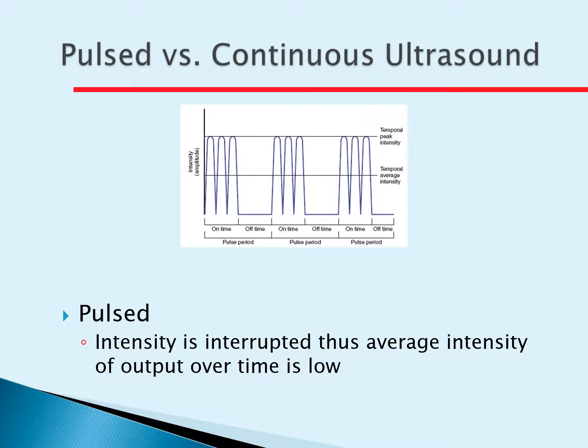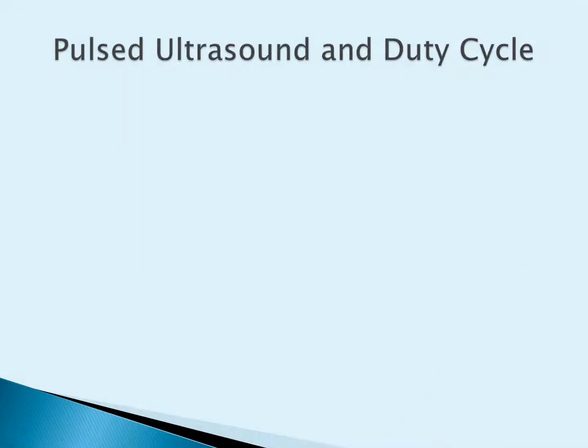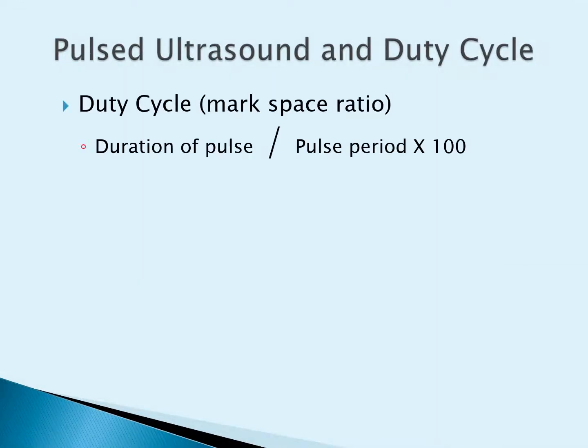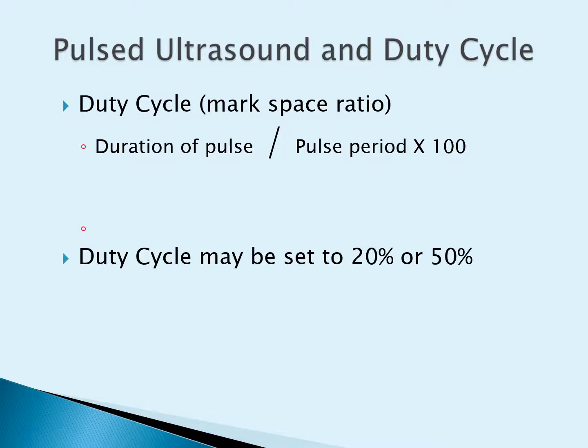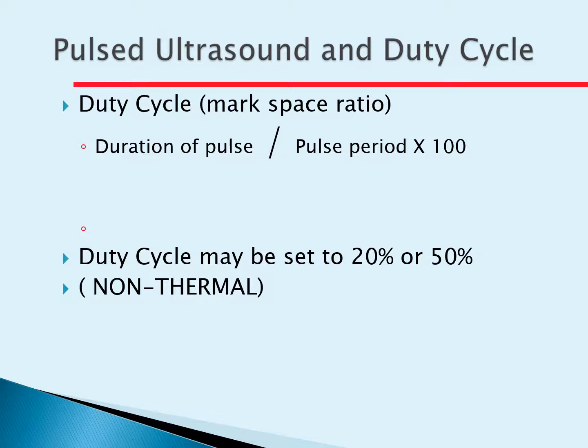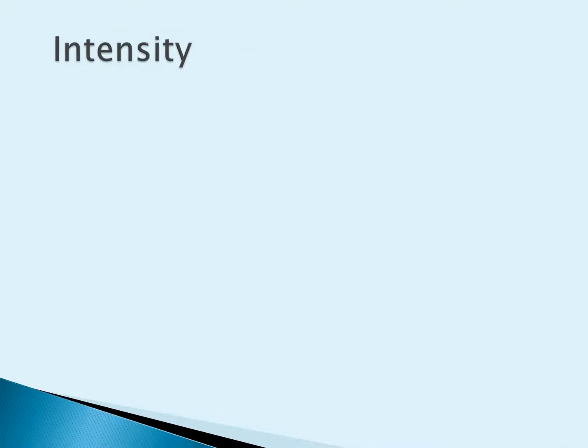Pulse is interrupted. Therefore, the intensity is going to be lower over time, meaning that if you have a pulse intensity of 10%, for every 10 seconds that machine is on, the ultrasound itself is only delivering energy for 1 second. That's the duty cycle, pulses per period, right? So duty cycle may be set between 20 and 50%. Some machines actually go down, and some are 5% depending upon if you're in a hand therapy clinic.